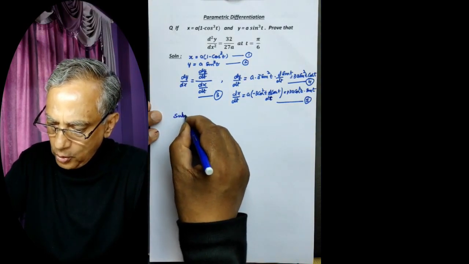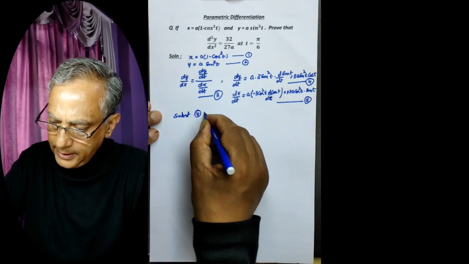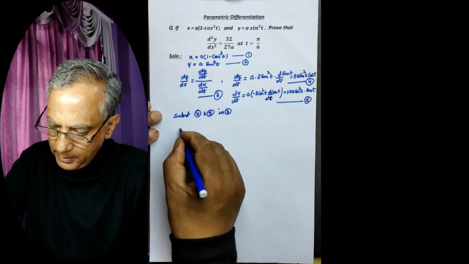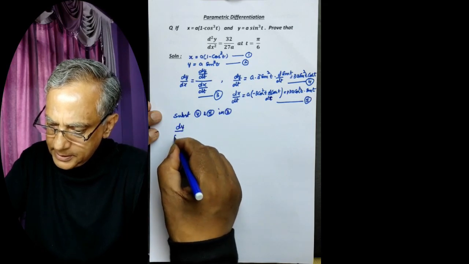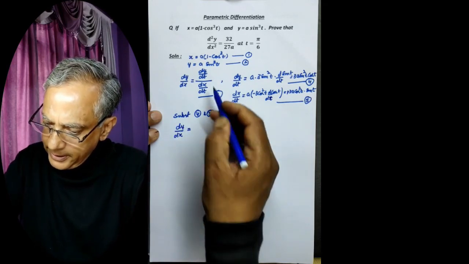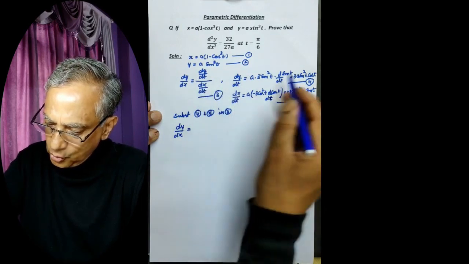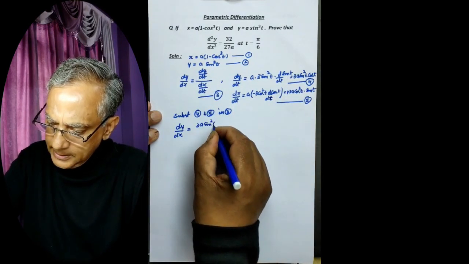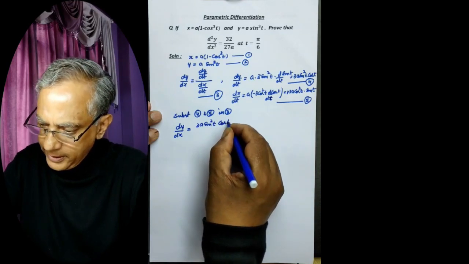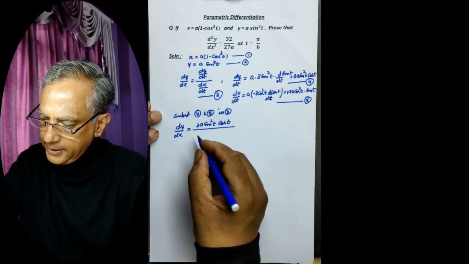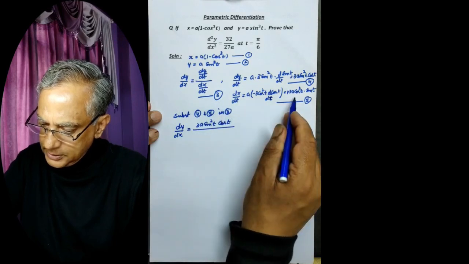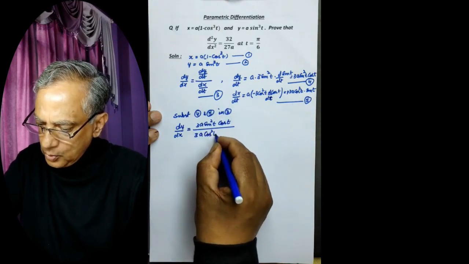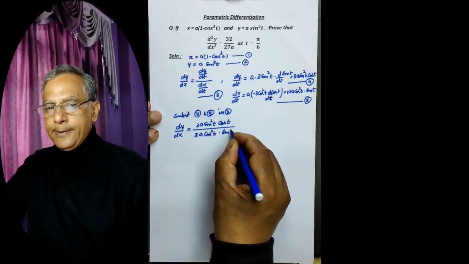Substituting 4 and 5 in 3, what we get is dy by dx, which is equal to dy by dt over dx by dt. dy by dt is this much, so 3a sin square t cos t, whole divided by dx by dt. dx by dt is this much, so this is 3a cos square t into sine of t.